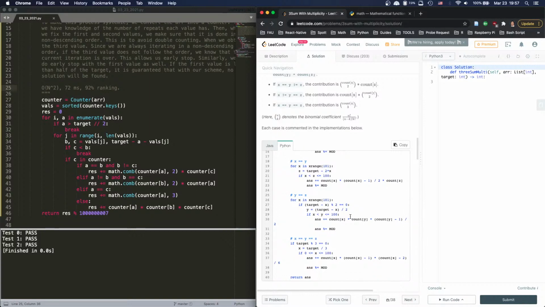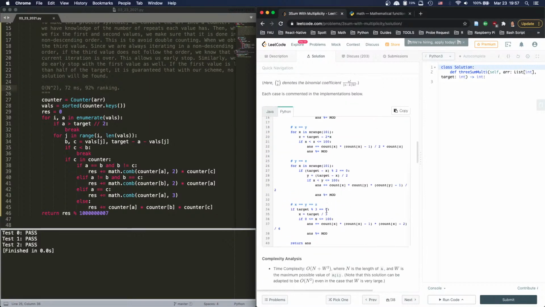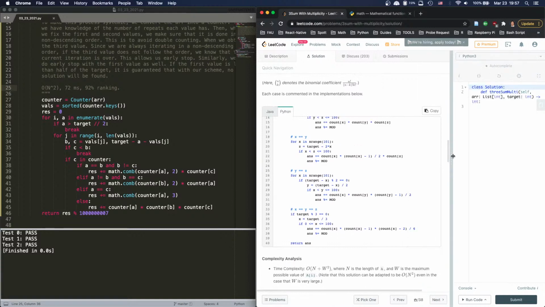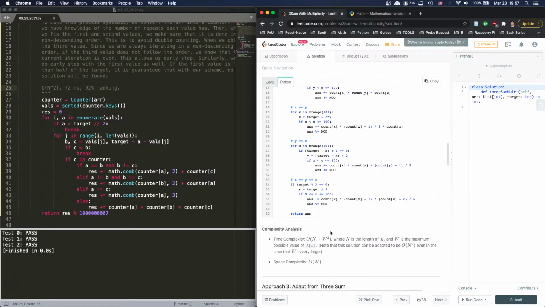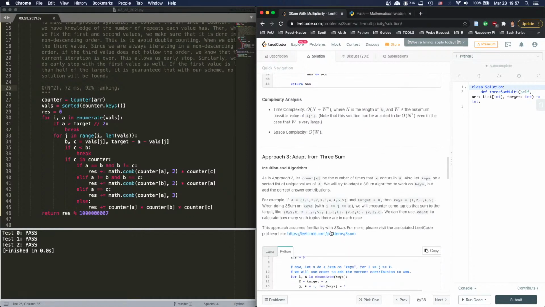If this, good. If, let's put a little bigger. If this equal to 0, which means target can be divided by 3, x equals this. If this, okay, good one.